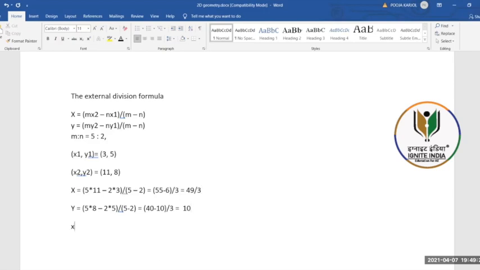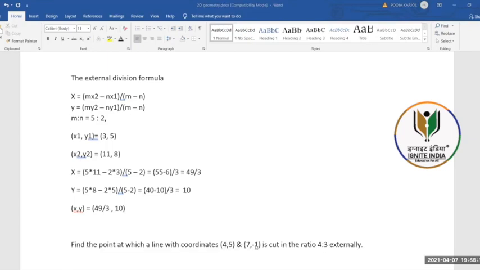So the coordinates of the point which divides the line in the ratio of 5 is to 2 is (49 by 3, 10). Okay, I hope you guys understood this. Next one: the points are (16, minus 90).